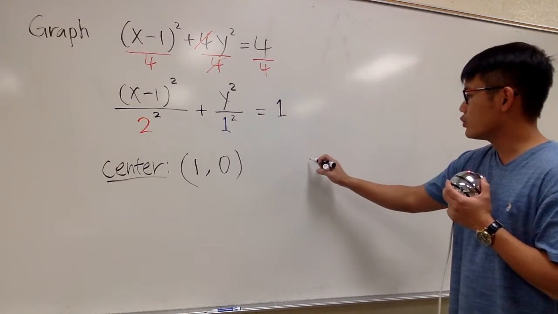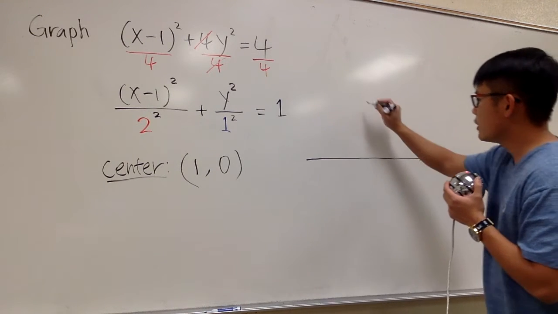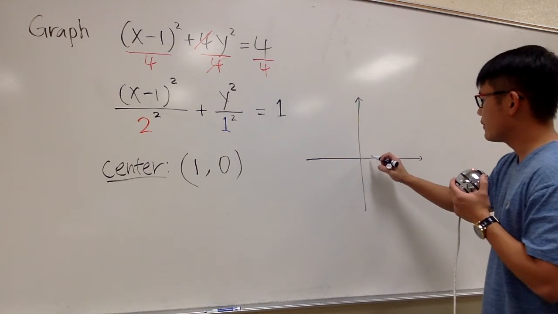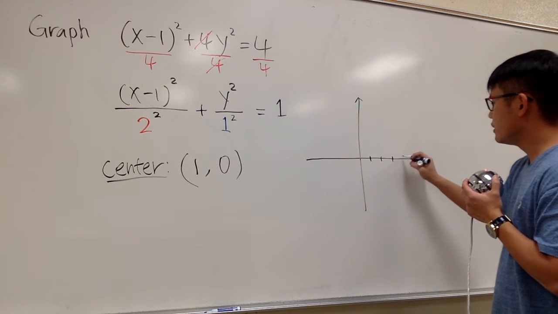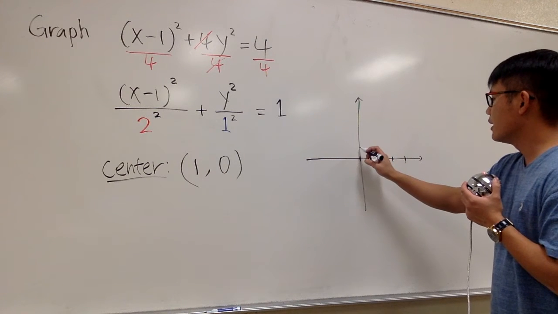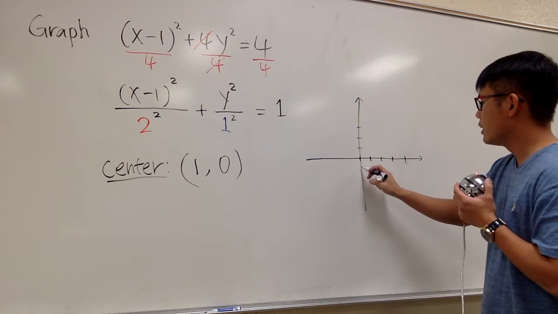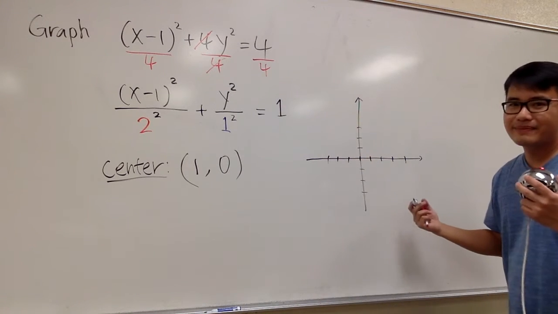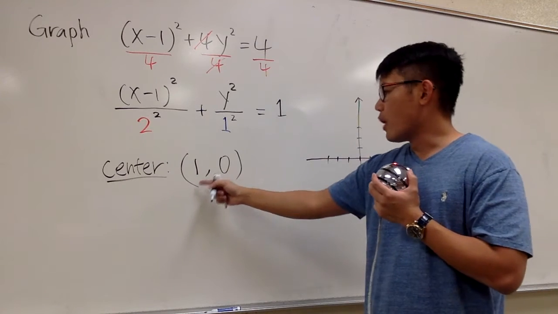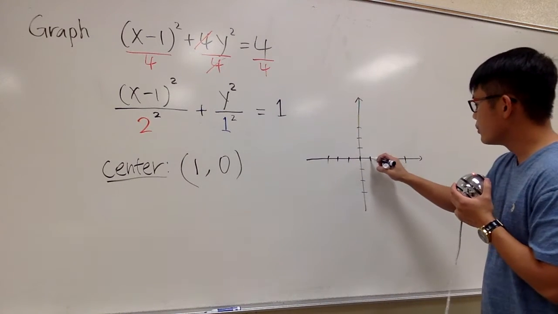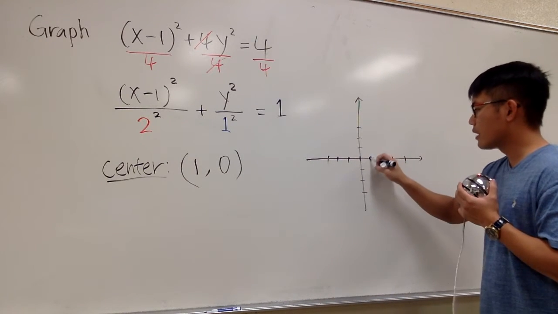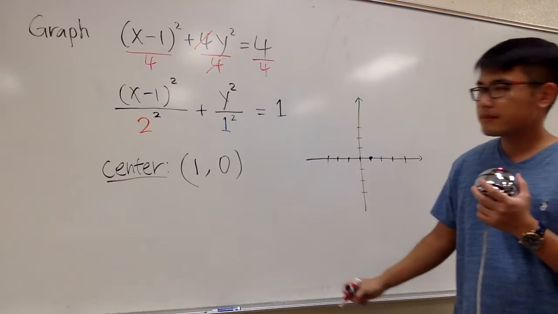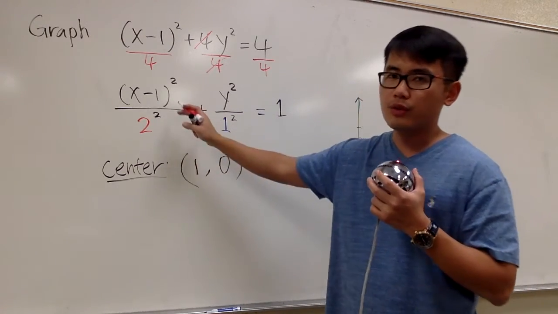So let me just draw the x and y axis right here real quick. We have 1, 2, 3, 4. And this is 0, of course. And then we can go up 1, 2, 3. 1, 2, 3. And then 1, 2, 3. Things like that. Center is 1, 0. So I'm going to start right here. This is 1, 0.